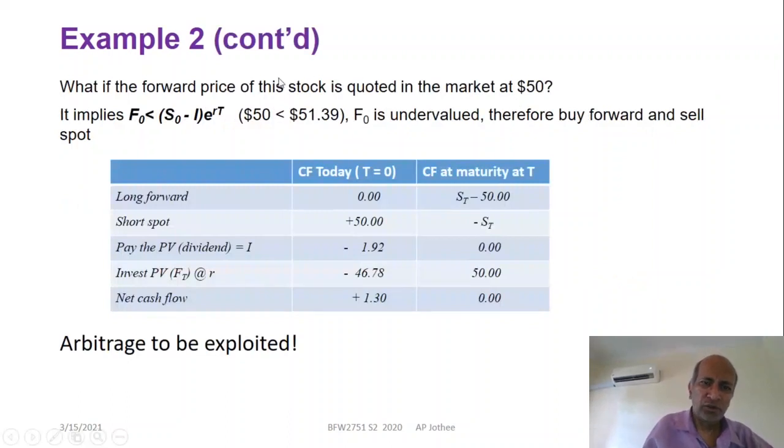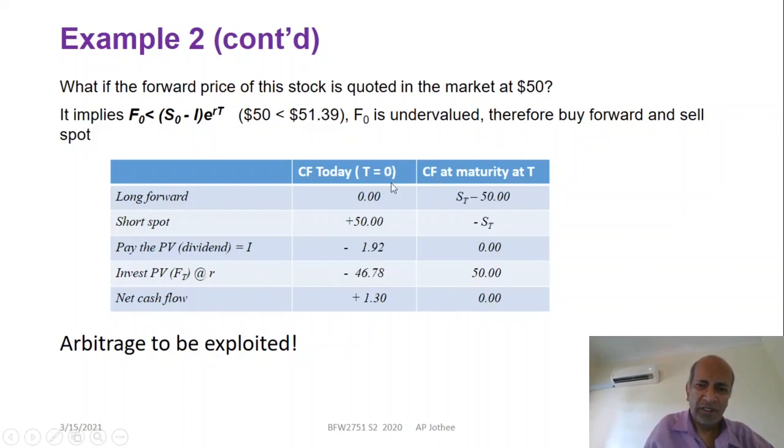So how do you see if there's any arbitrage opportunity? What if the forward price of this stock is quoted as 50? Of course, S0 is 50. If F0 is also 50, there is something wrong. You have to always calculate the rightful price. The rightful price is supposed to be $51.39. So $50 is below $51.39, so it's underpriced. Underpriced or undervalued is the same. Therefore, we buy the forward and sell the spot.